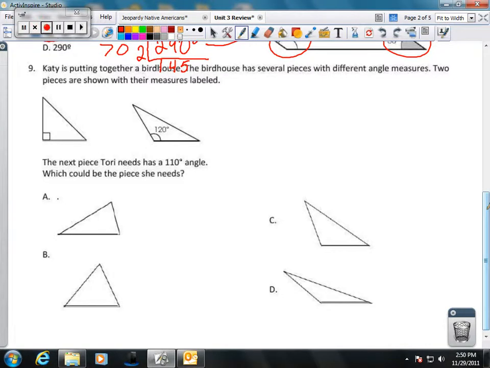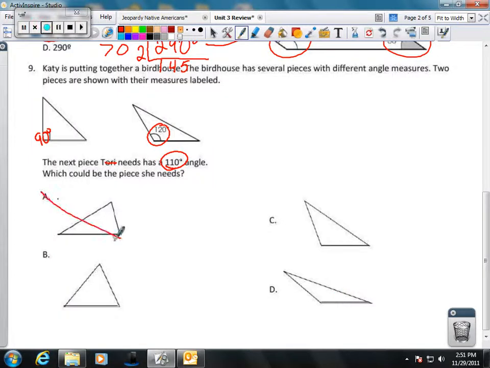Katie's putting together a birdhouse. The birdhouse has several pictures with different angle measures. 2 pieces are shown with the measures labeled. We have a 90-degree measure right there, and we have one that says 120 degrees. The next piece Katie needs should be about 110 degrees. We want to look at the following triangles, this one, this one, this one, and this one, to determine which one could be roughly 110 degrees.